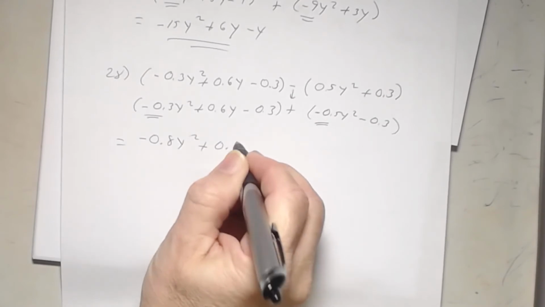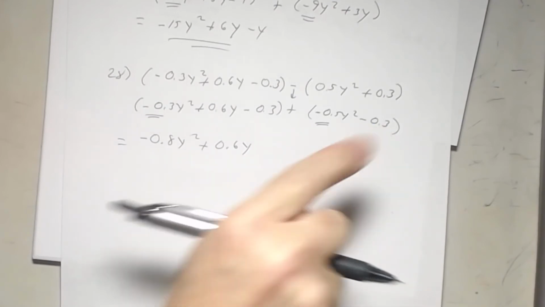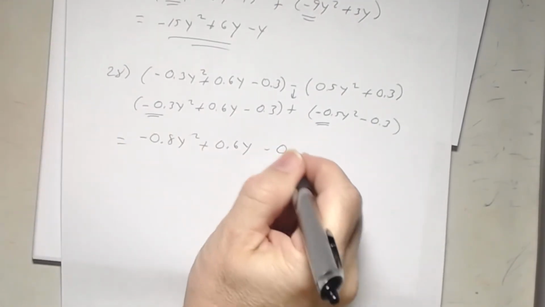Okay, now the next one, there's only one, right? So I'd have to say what? Plus 0.6y, because there's nothing else I can combine it with. And the only thing left are your, what are they called? Your constants. So it's a negative 0.3 and a negative 0.3. Negative 0.6. And so there's your answer.